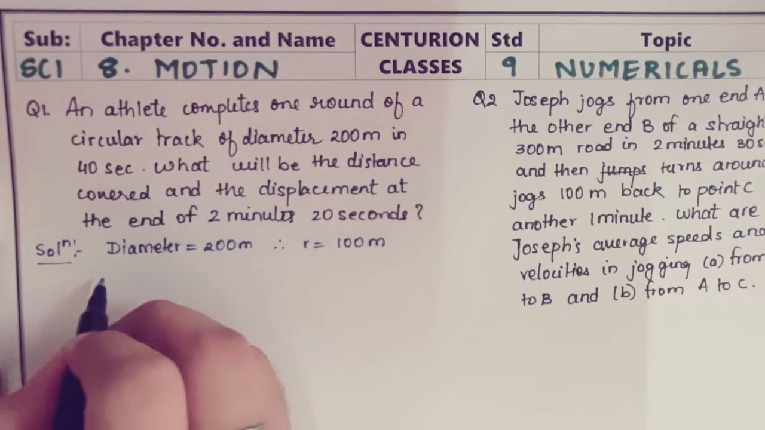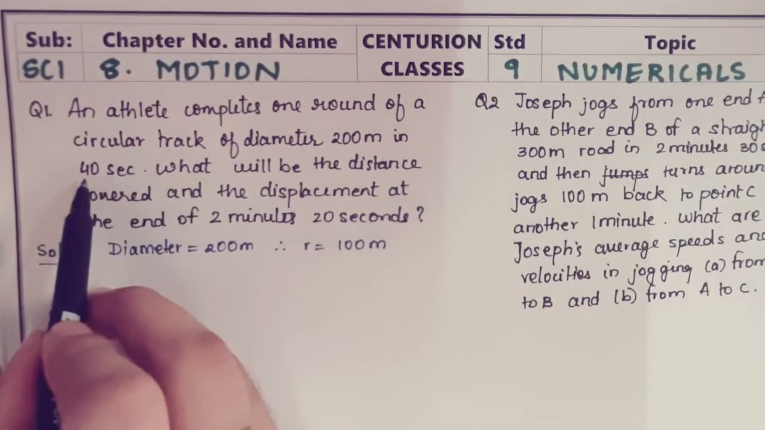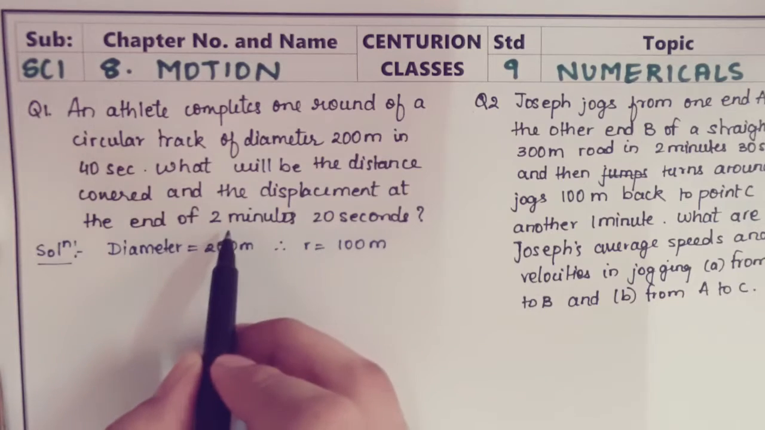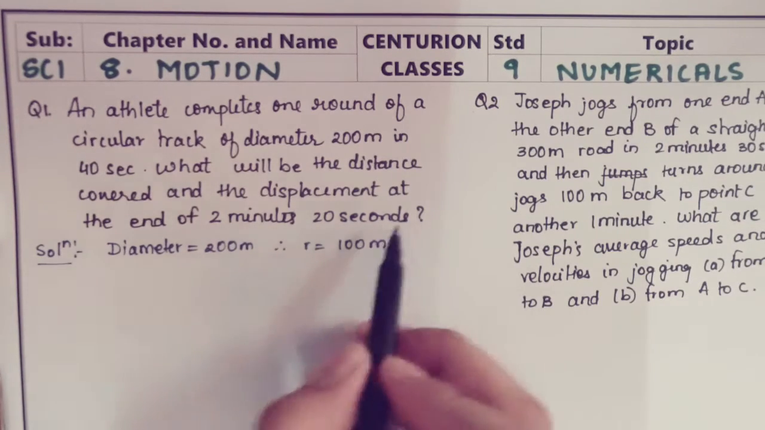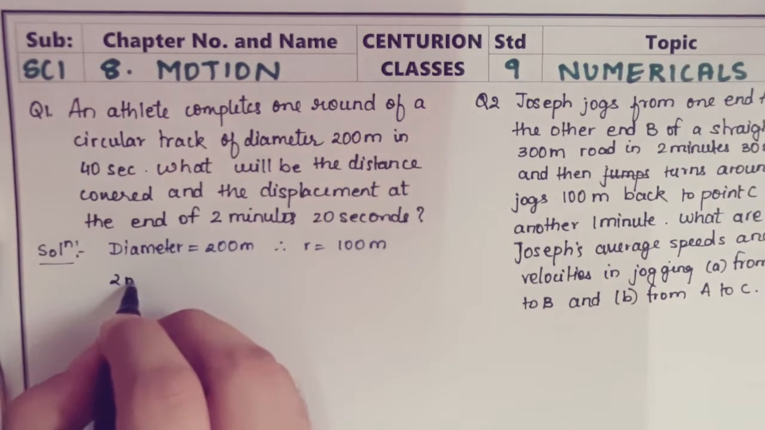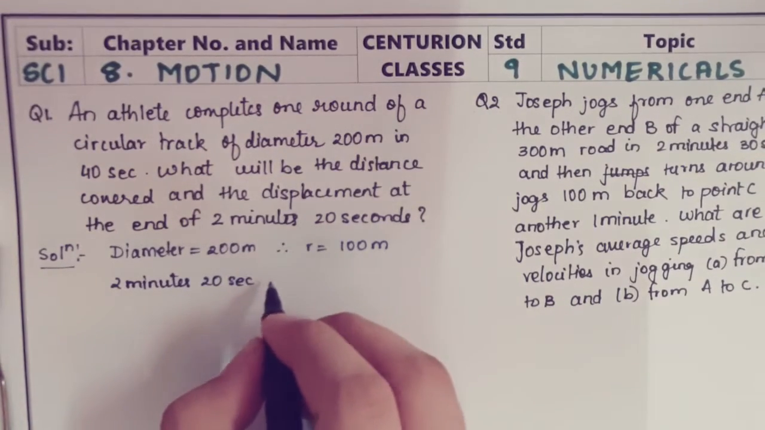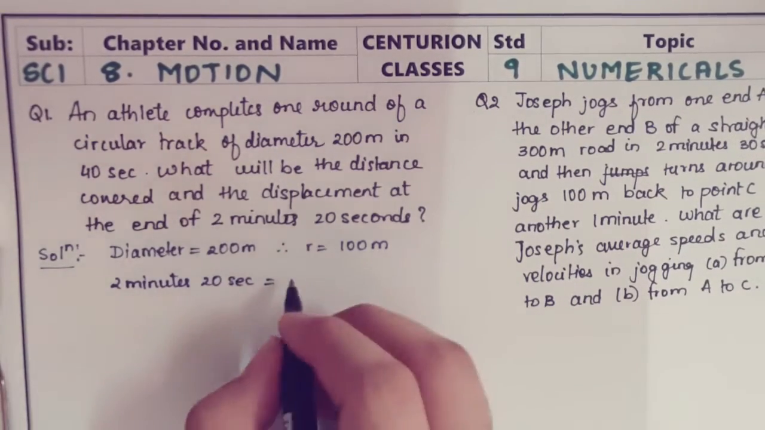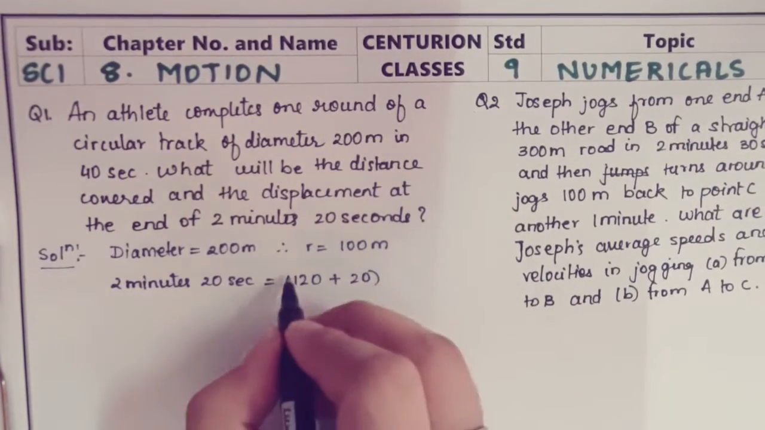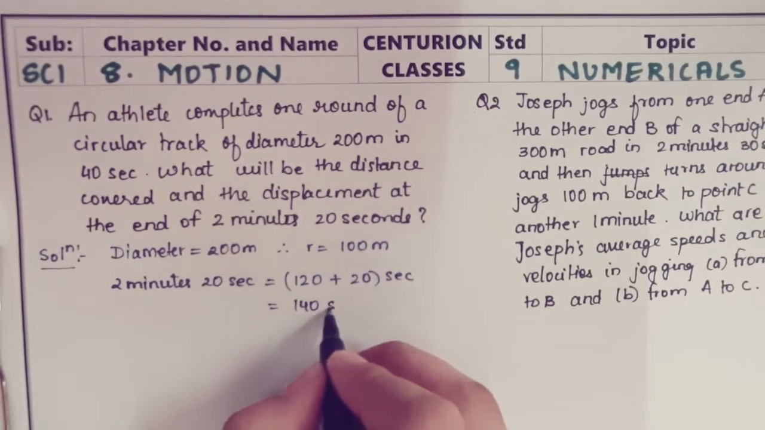Now time is mentioned, so for one round, as it is mentioned over here, for one round it takes 40 seconds. An athlete takes 40 seconds. Similarly, first of all we need to convert 2 minutes 20 seconds into seconds, so it will be easier for us. So 2 minutes 20 seconds is nothing but 2 minutes is what? 120 seconds plus 20 seconds. This is very straightforward, you must be knowing it. So total it is 140 seconds.